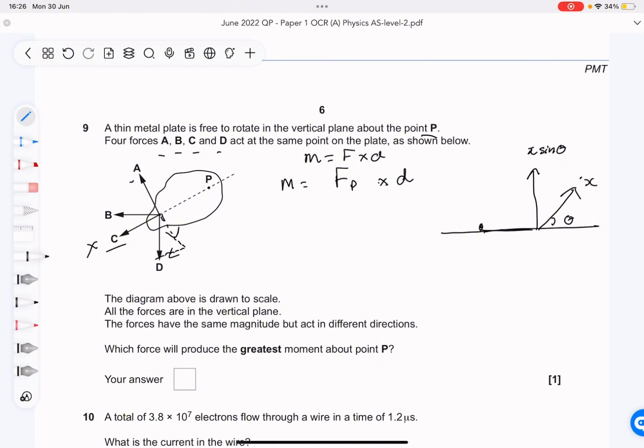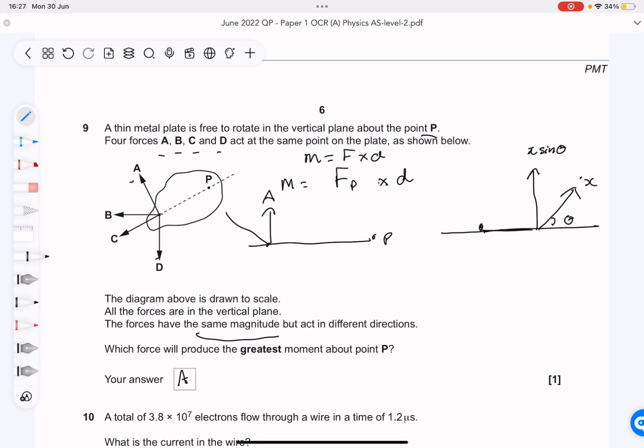However, it's just occurred to me, A is the right answer because all of A is perpendicular to P. Therefore, all of the force of A, and we were told that all the forces have the same magnitude, so all the magnitude of A can be used to find the moment from P. So A is the correct answer, and that's because it's perpendicular. So imagine that's the line. We've got P there. A is completely perpendicular to P. Therefore, A is the right answer.